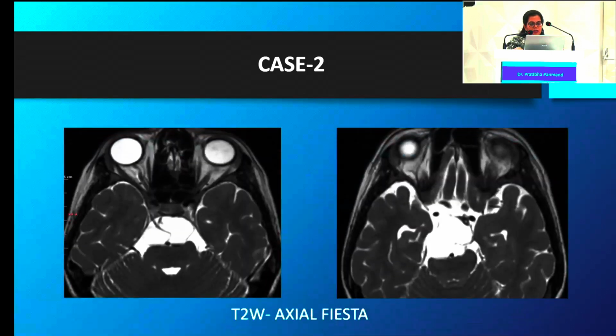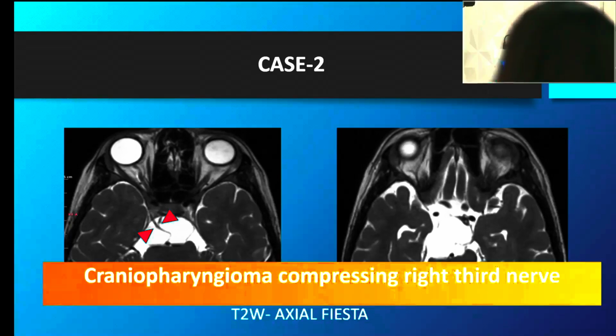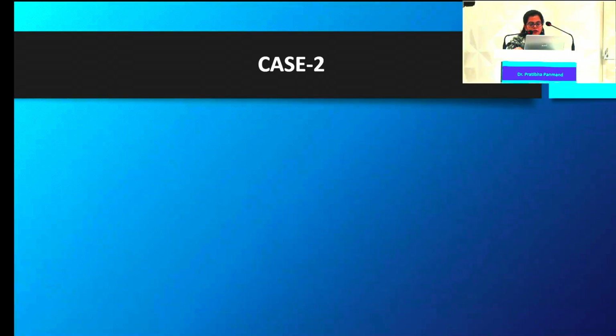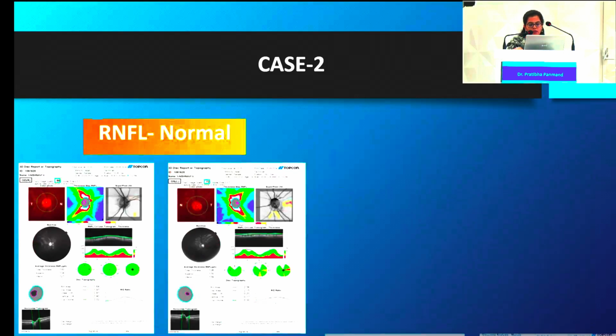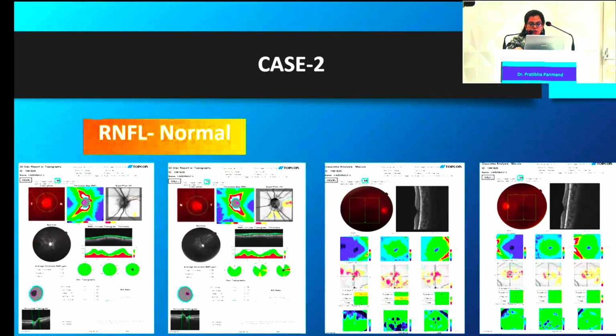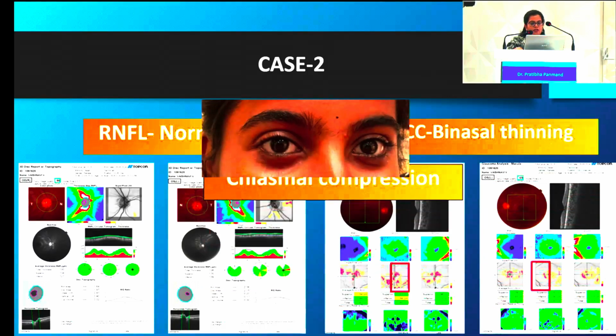So on neuroimaging, it was noted to have a craniopharyngioma, which was compressing the right third nerve. She underwent neurosurgery. The visual fields were absolutely normal in this patient. The RNFL was normal. However, the GCC showed early binasal thinning, which was suggestive of a chiasmal compression. So she underwent a decompression procedure, and you can see that there was complete resolution of the third nerve.